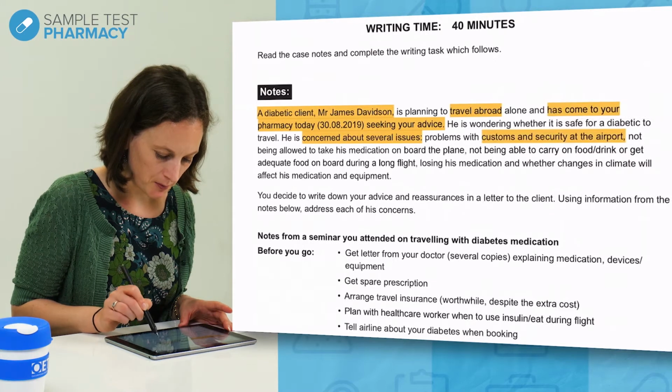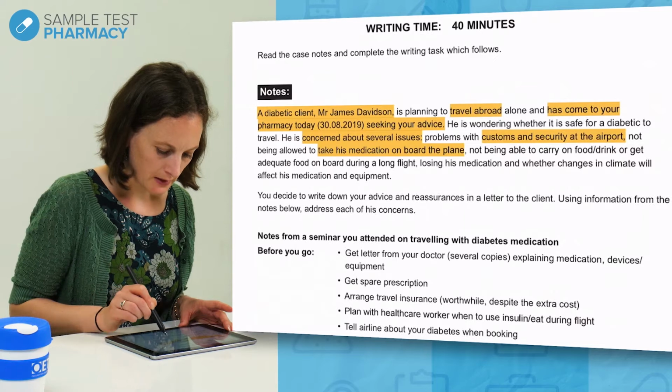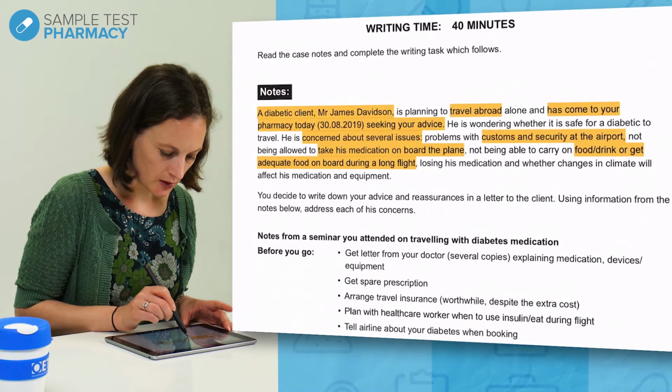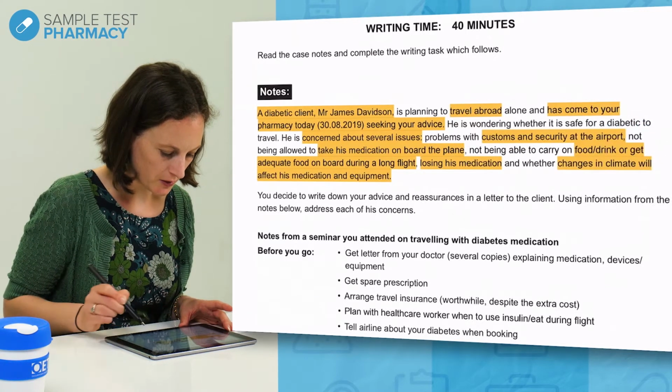Customs and security at the airport, taking his medication on board the plane, food and drink on the plane during the long flight, losing his medication, and whether there will be any effect of climate on his medication and equipment. These concerns link precisely to the writing task and help me start to think about how I'm going to structure my letter, for example, concern by concern. With this in mind, I can start reading through the case notes line by line, deciding whether each one is relevant to the reader or not.